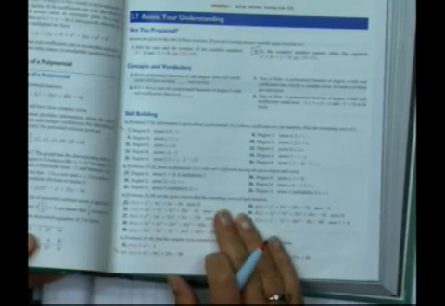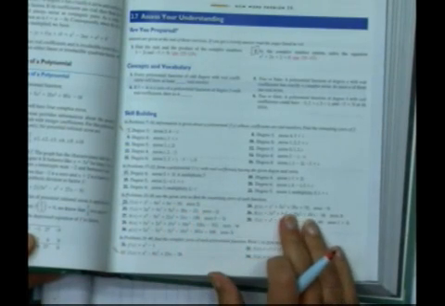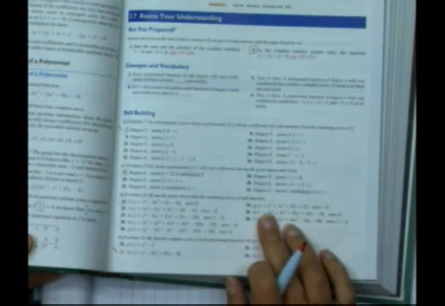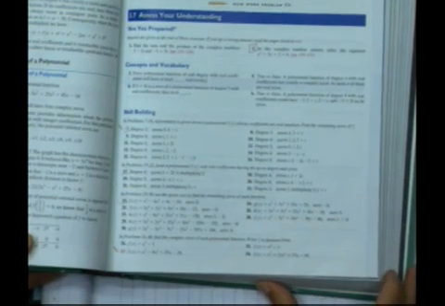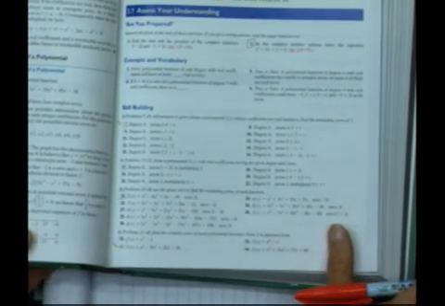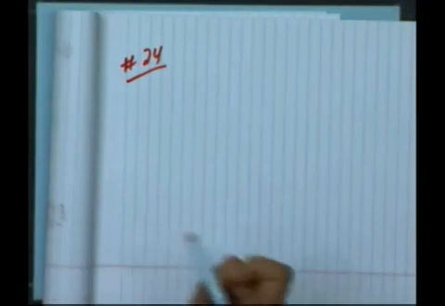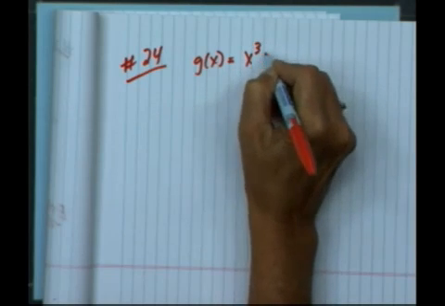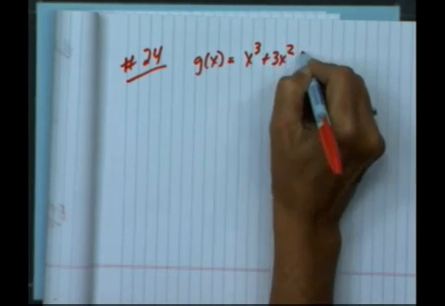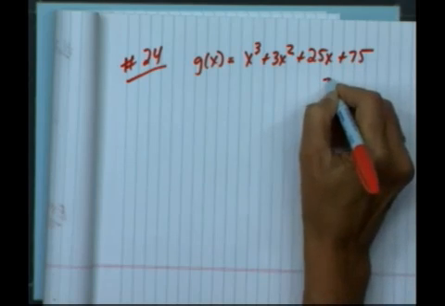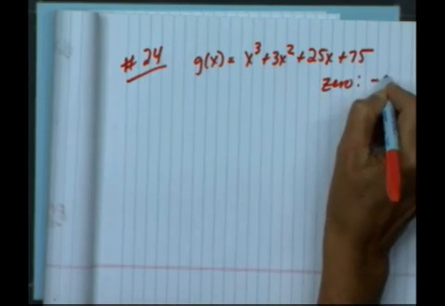Number 24. Use the given zero to find the remaining zeros of this third-degree polynomial function. Okay? We're given a third-degree polynomial function. We're told one zero. Let's find the remaining zeros. All right, number 24. g of x equals x cubed plus 3x squared plus 25x plus 75. And we're told a zero is minus 5i.